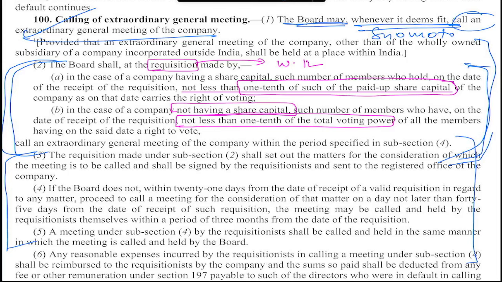Listening or not? In all other cases, an Indian company's EGM must be held only in India, but not necessarily at the registered office. You can conduct it at any place. The registered office restriction is there only in the case of AGM, not in the case of EGM. Understood the point clearly?